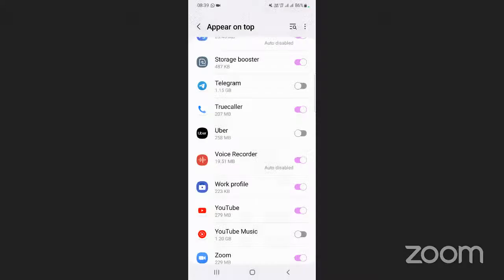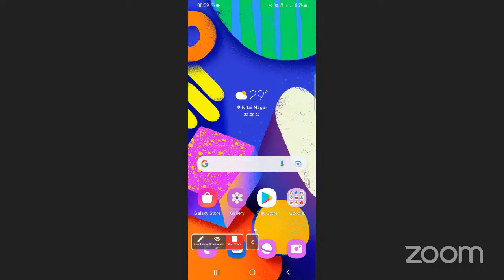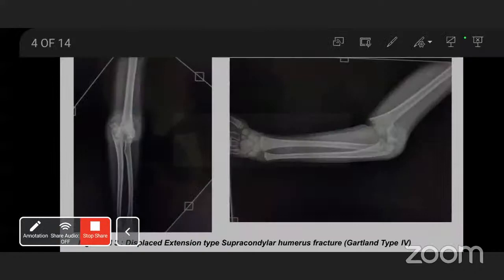Sir, I have shared my screen, sir. We are not able to see that. I think from your... Chinmay, guide him, please. I think you have to go into your Zoom app and open the meeting and now you can. Make it a presentation view.